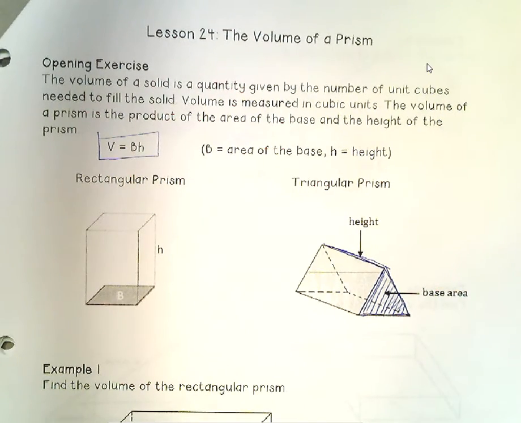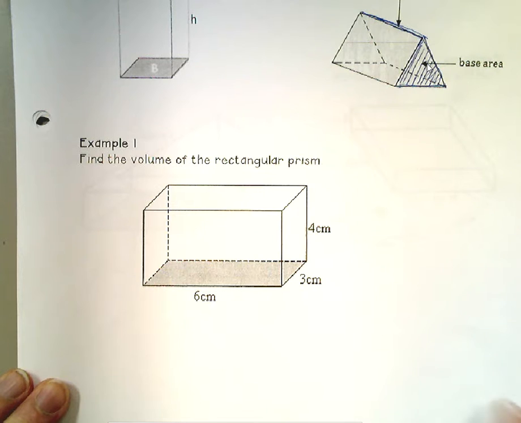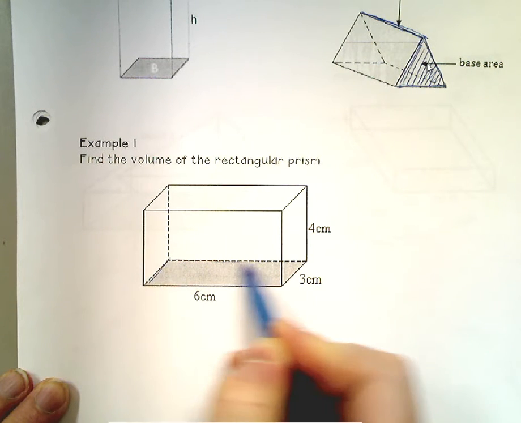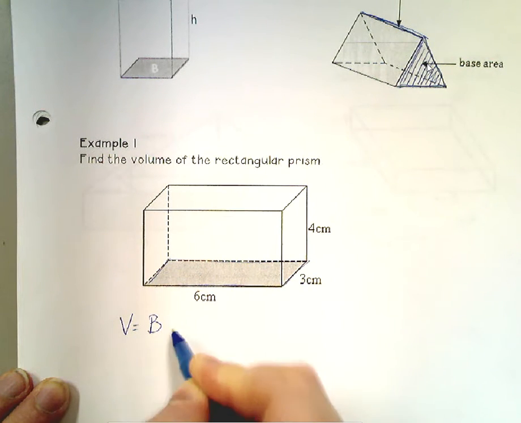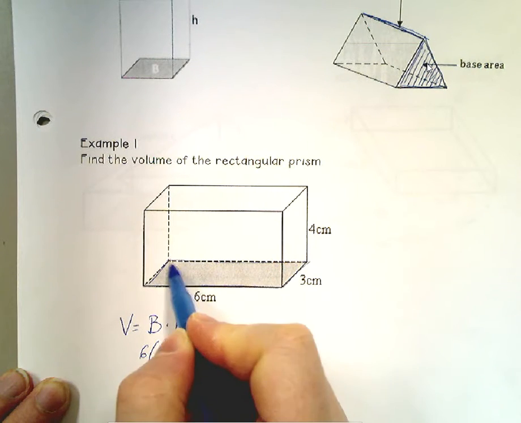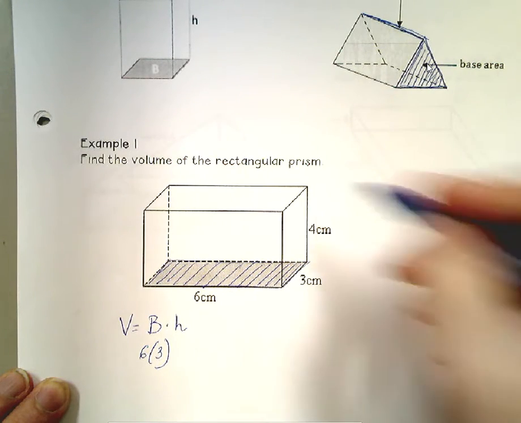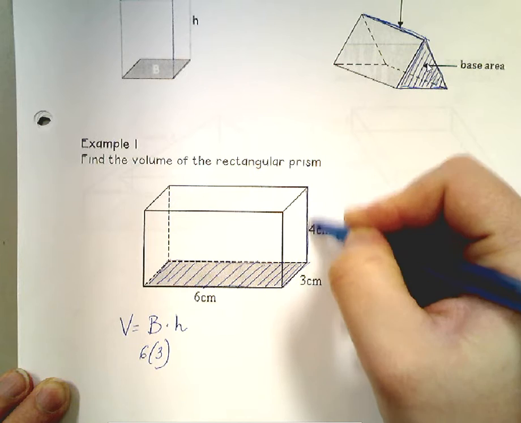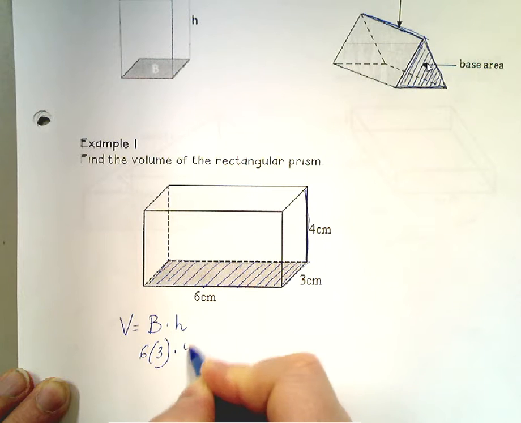Okay? Just a couple of quick examples before I set you off on your own. Example 1, find the volume of the rectangular prism. The base will be the one that it's standing on, so this right here, and volume is the area of the base times the height of the prism. The area of the base is going to be 6 times 3. That's how I find the area of this side. And then the height of the prism is the one that makes this rectangle a 3D shape. So multiplied by 4.